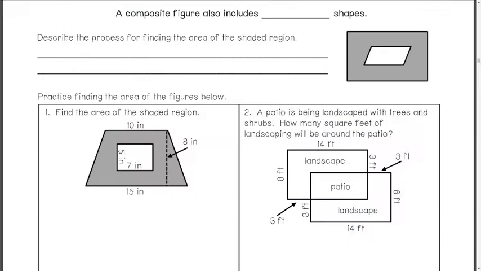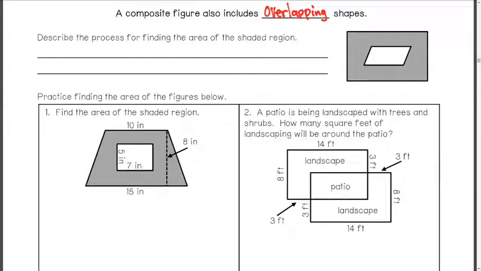Next example. A composite figure also includes overlapping shapes, and if they include overlapping shapes, then there's some stuff that we have to do with this. If you'll notice here, I have a rectangle and a parallelogram, and they're overlapping, and I only want to find the area of the shaded region, meaning I don't want this area on the inside, I want all of the gray area.